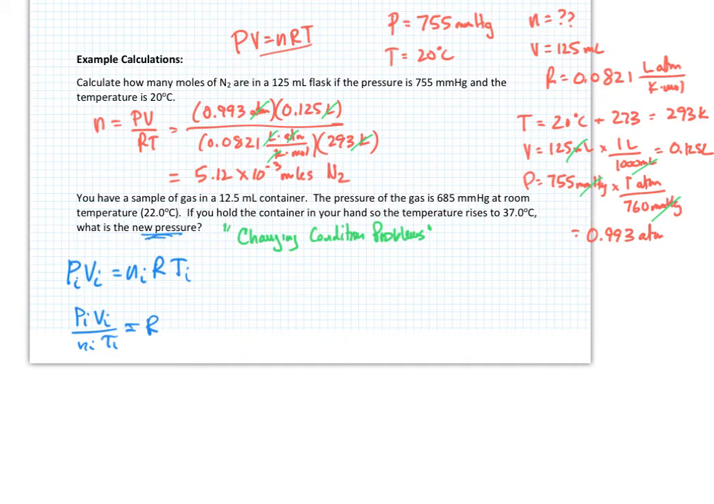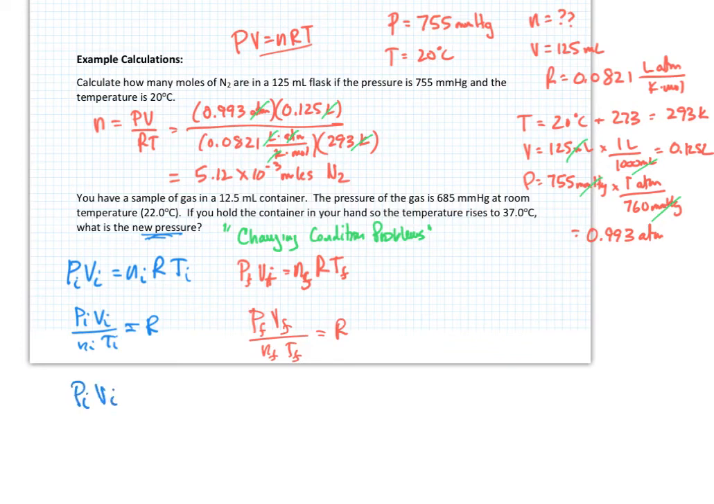Well, what about the final conditions? That would be P final V final is equal to n final R T final. And if we do the same thing where we solve for R, P final V final over n final T final is also equal to R. So if you notice, the initial conditions are equal to the final conditions through R. Since R never changes, we can set these two equations equal to each other. So let's do that.